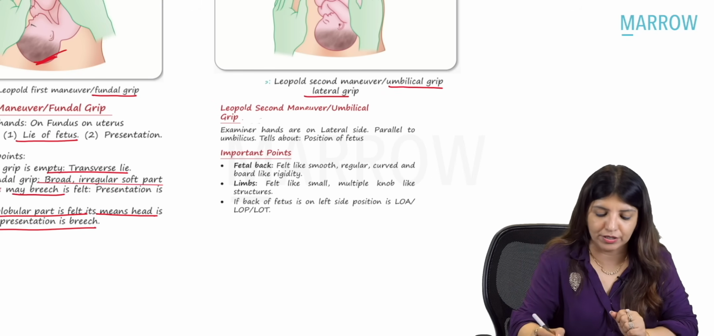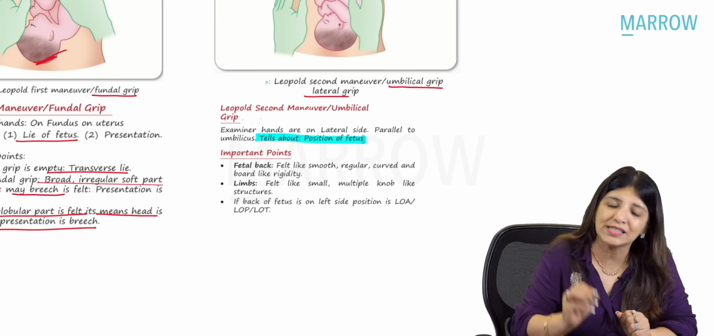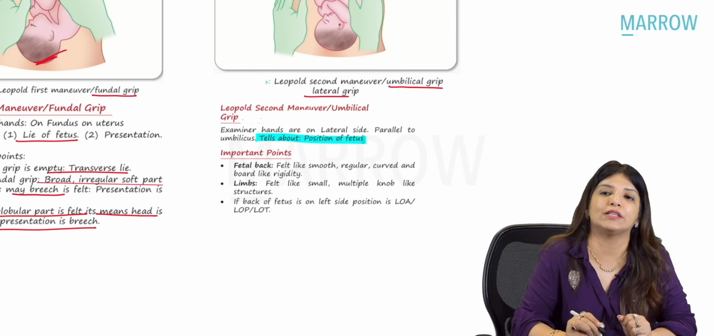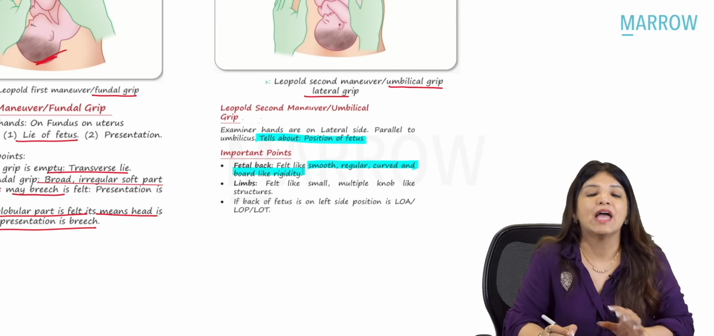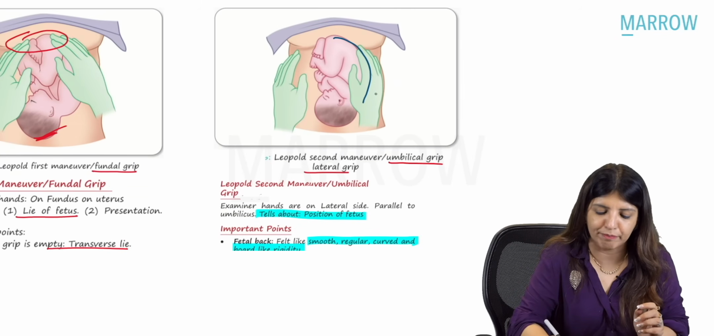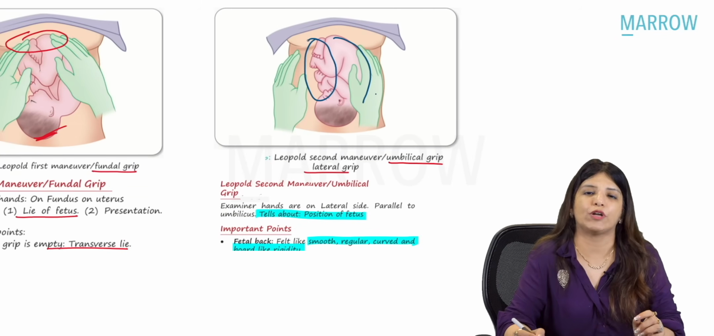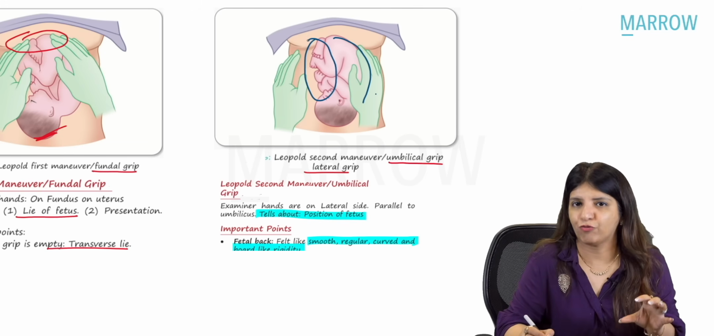Umbilical grip or lateral grip tells you about the position of the fetus. On one side in lateral grip, you are going to feel the back of the baby. The back gives you a smooth, regular curve, board-like rigidity. On the other side, you are going to feel the limbs. Limbs give you a multiple knob-like feeling.